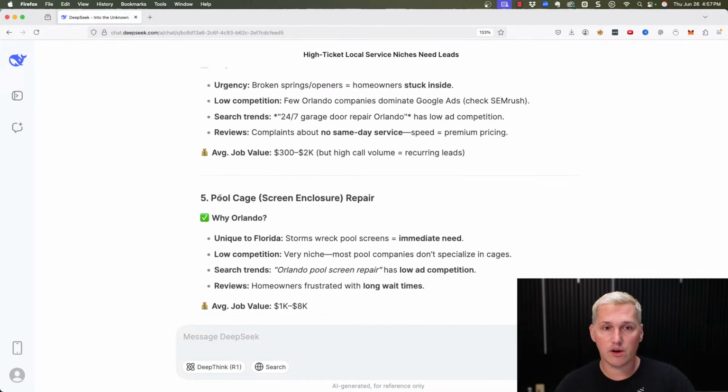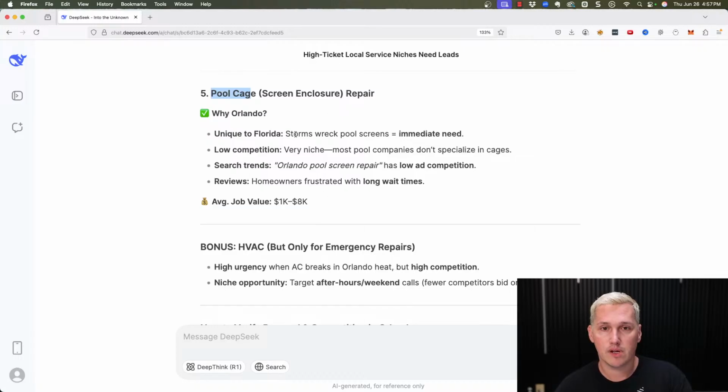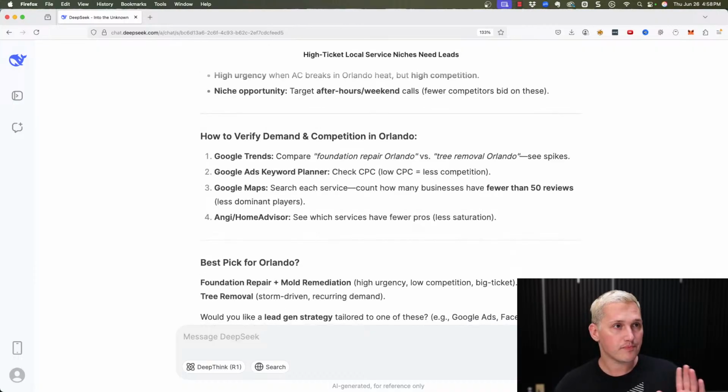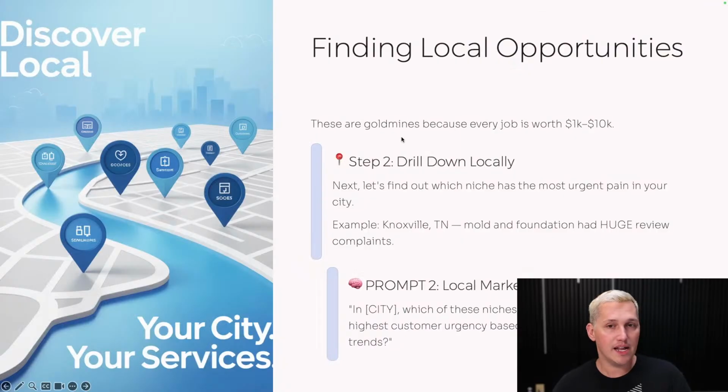So anyways, here's another good one, pool cage repair. Storms wreck pool screens, immediate need. Low competition, it's very niche. Most pool companies don't specialize in cages. And homeowners are frustrated right now with the long wait times. So if you can find a company to work with to generate leads for and provide that for them, they're making between $1,000 and $8,000. You probably make about $100 a lead there. Maybe $50, just depends. Anyways, a super cool prompt, right? And this is something that maybe you wouldn't have thought of, and that is why I wanted to create this video for you today.